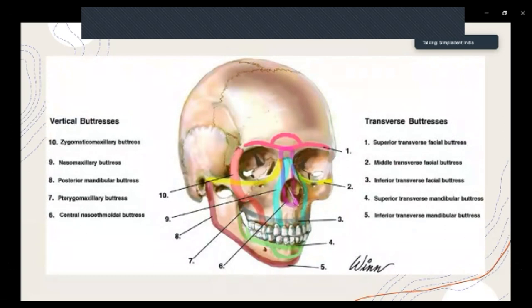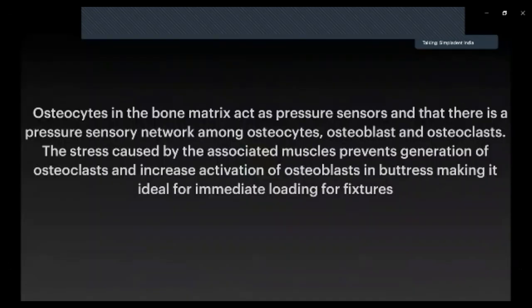The maxilla is full of buttresses. What we are going to do is engage the confluence of the middle transverse facial buttresses, the nasomaxillary buttresses, and the centroethmoidal buttresses. These are the confluences at the nasion region or the glabella region that we are going to engage.